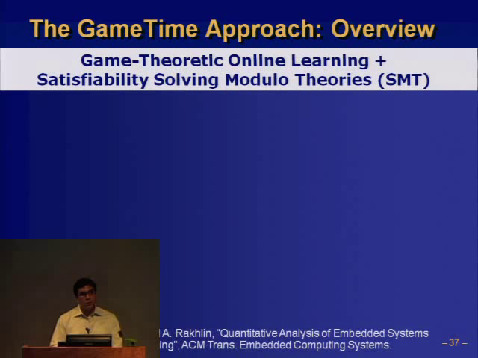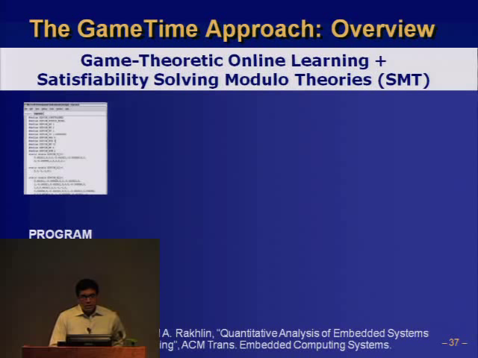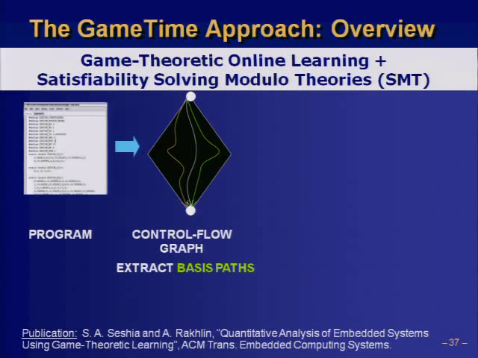And the way it works is we start with a program, and we extract a graph, a control flow graph that represents the program. And instead of exploring all the potentially exponentially many paths, we only explore a subset of paths, a linear-sized subset of paths, that forms a basis for the space of all paths. And that's the basis in the linear algebra sense.